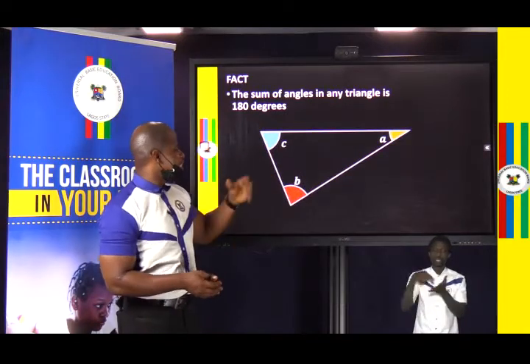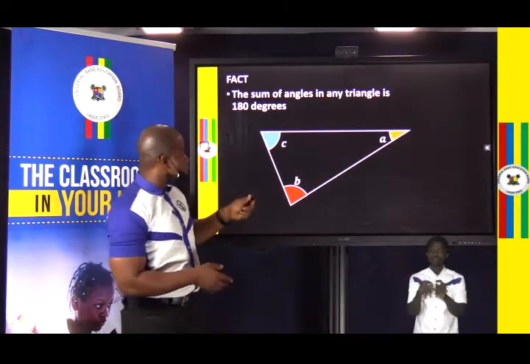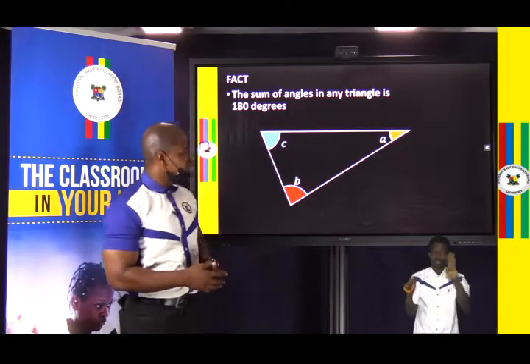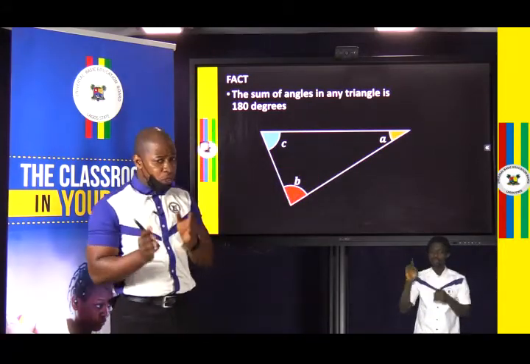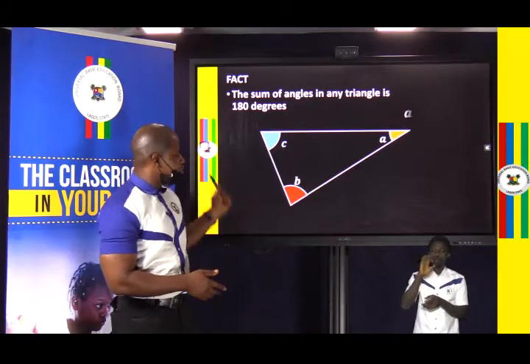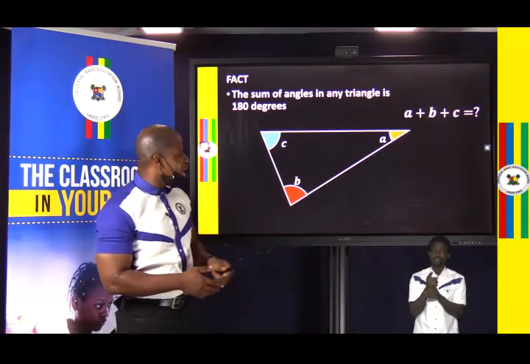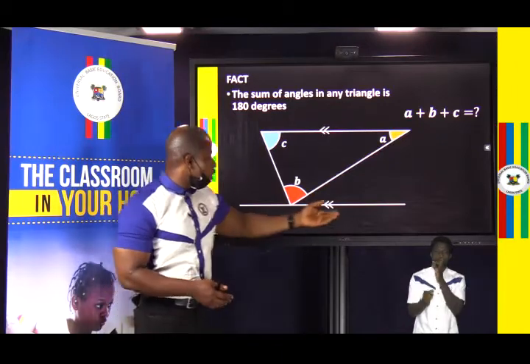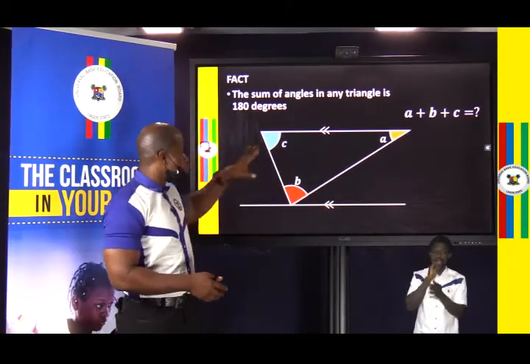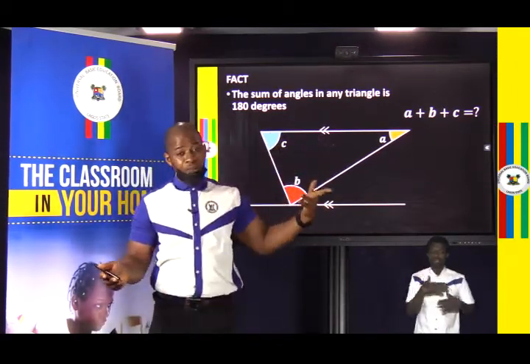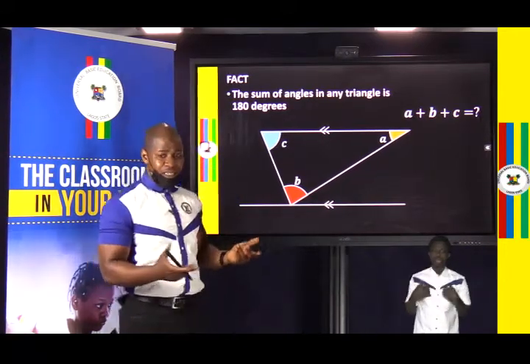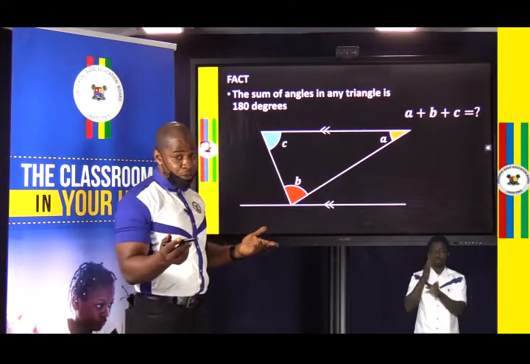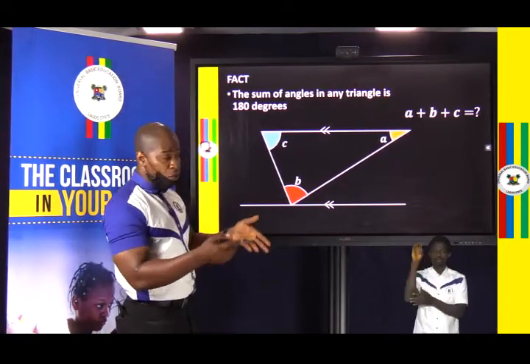This is a triangle with three angles, A, B, and C. So we are saying that if we add A to B to C, it will give us 180 degrees. So let's just prove that. Okay, if we draw a line that is parallel to any side of the triangle, now we're going to have, remember that the angle on a straight line is 180 degrees, right? In our last lesson, we talked about that.